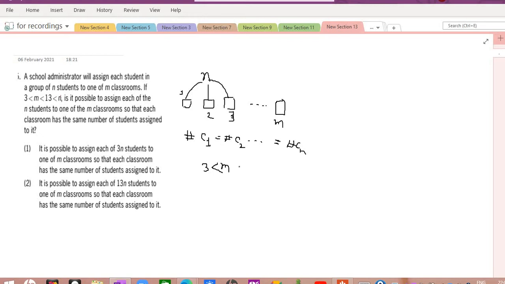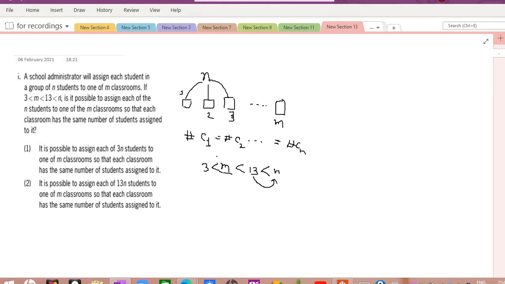So m is between 3 and 13. M could be any number between 3 and 13, so it could be 4, 5, 6, 7, up to 12. Also, you're given that n is greater than 13. So n is any number greater than 13. It could be 14, 15, or any number.